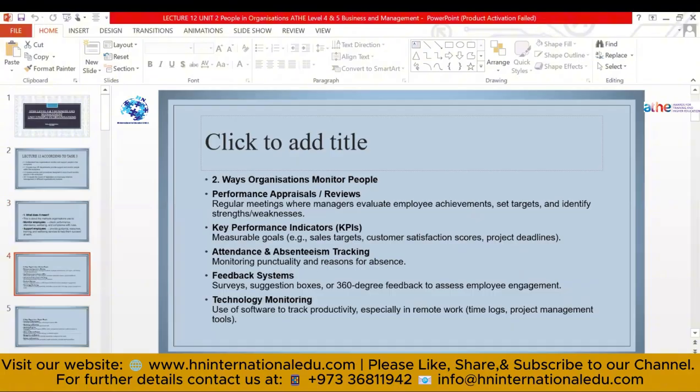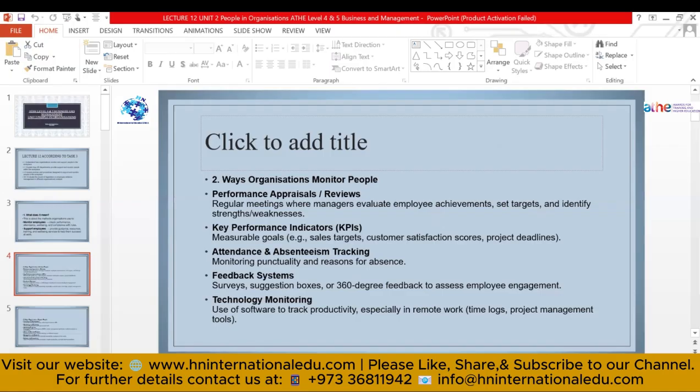Ways organizations monitor people. First is always the performance appraisal reviews. Regular meetings where the managers evaluate employees' achievements, set targets, and identify strengths and weaknesses. Basically, we do a small test run of SWOT analysis on each and every individual employee. Then key performance indicators, KPI, that is the measurable goals. For example, sales target, customer satisfaction scores, project deadlines. Each and everything is going to be handled in this area, as in the KPI sector.